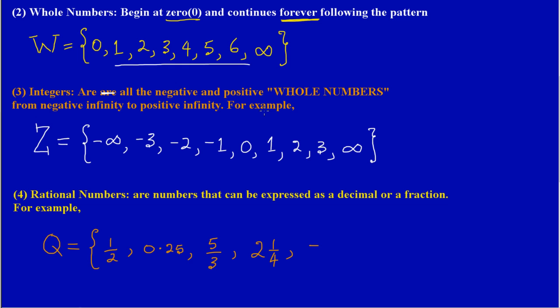Let's look at a negative number. What about -3? -3 is a rational number. Well, some persons may say, no, this is not a rational number, it is an integer. Well, look at this carefully. We could express -3 as -3/1. Okay, so this is a rational number because it can be expressed as a fraction.